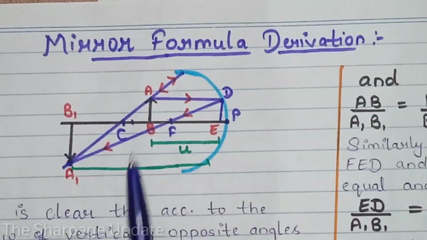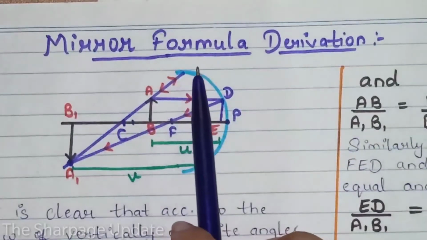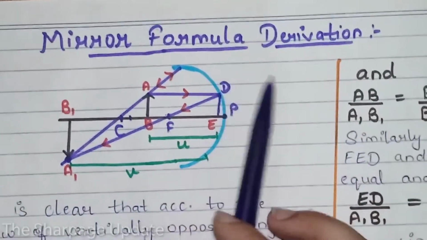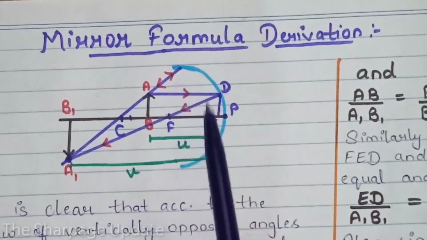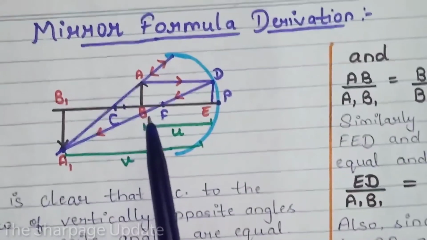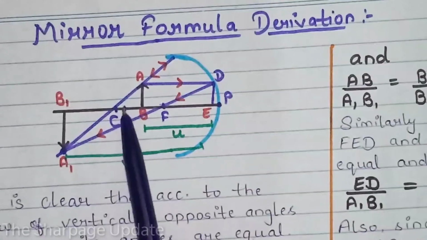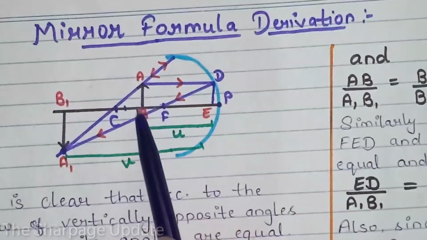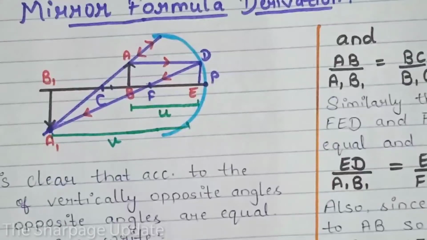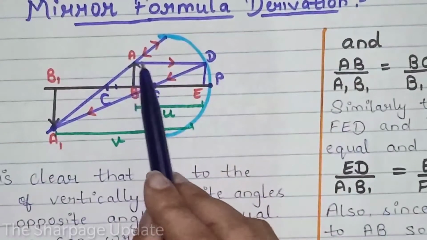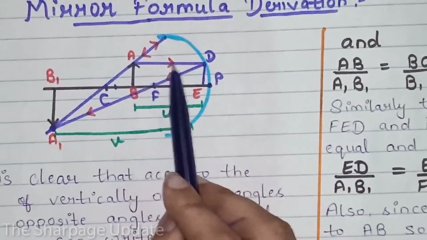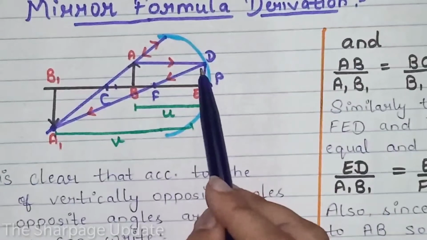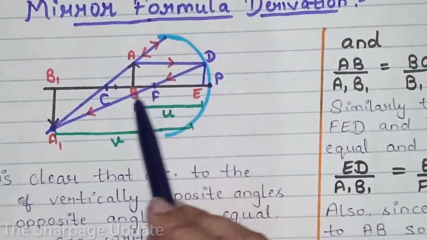Now we will study the mirror formula and we will do the derivation for the same. Students, as you can see in this diagram, there is an object placed between the center of curvature and focus. Now the object is AB. A ray of light is incident on the mirror parallel to the principal axis. That's why it passes through the focus.